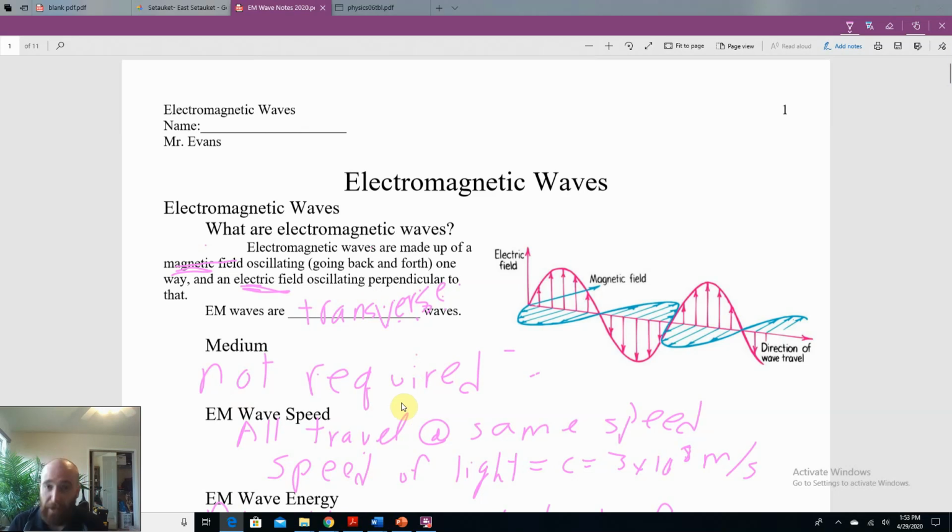It can travel through a medium, like light can travel through air or glass or water. They're all see-through, right? Light can move through it. So it's not required, but it can move through a medium in some instances.